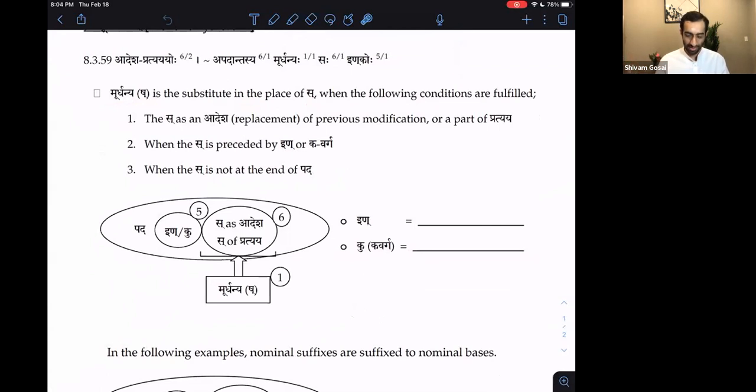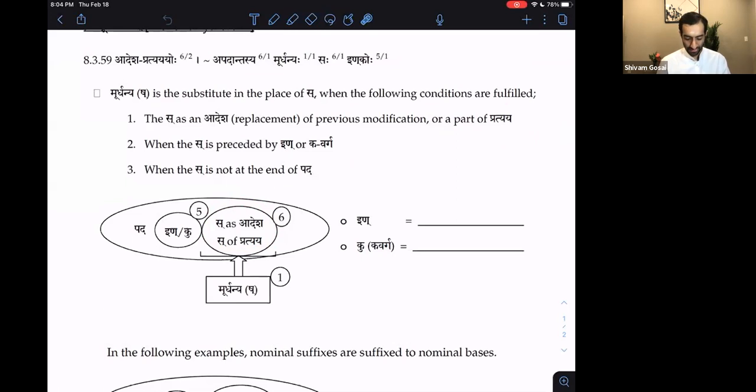when this sa is a replacement, an adesha, or it is a part of a pratyaya. Right now, this is what's important. You can underline that part there. Part of a pratyaya. So you see this sa as adesha or sa pratyaya.